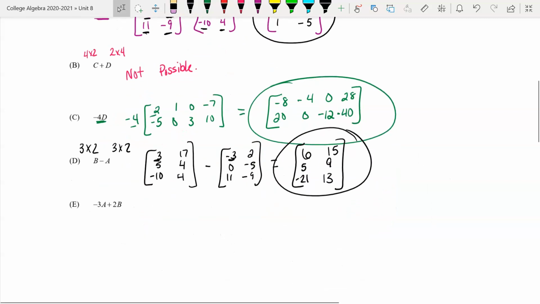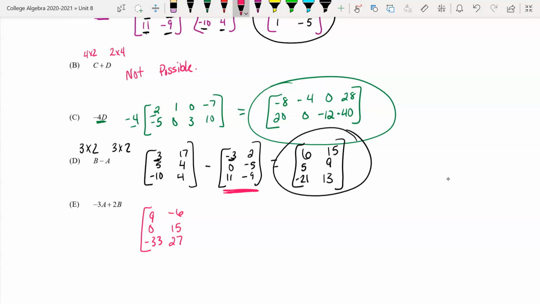Okay. Sometimes they have you do a scalar and then add. So I'm going to do A times -3. So I'm going to go ahead and write this. I'm going to multiply everything by -3. So here's my A matrix. Multiply everything by -3. So I'm going to get 9, 0, -33, -6, 15, 27. Plus, I'm going to take everything in B, that one in green. I'm going to multiply it by 2. So 6, 34, 10, 8, -20, and 8.